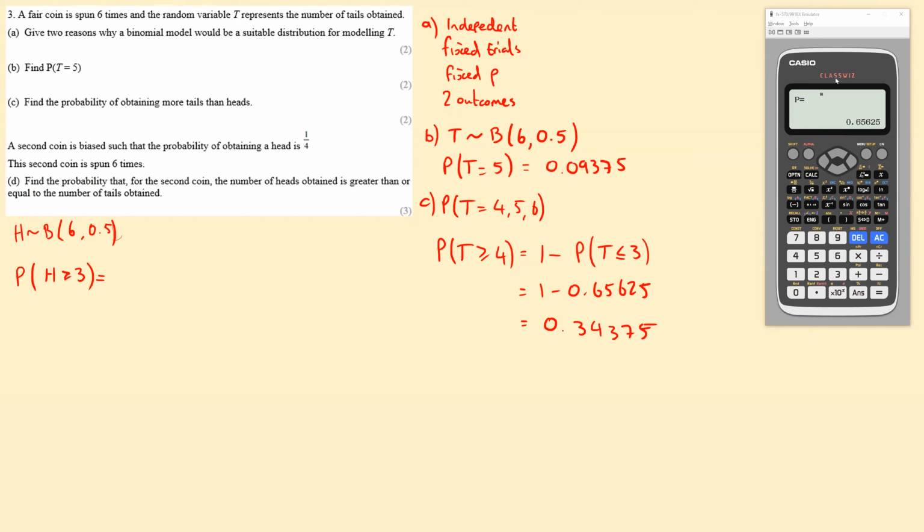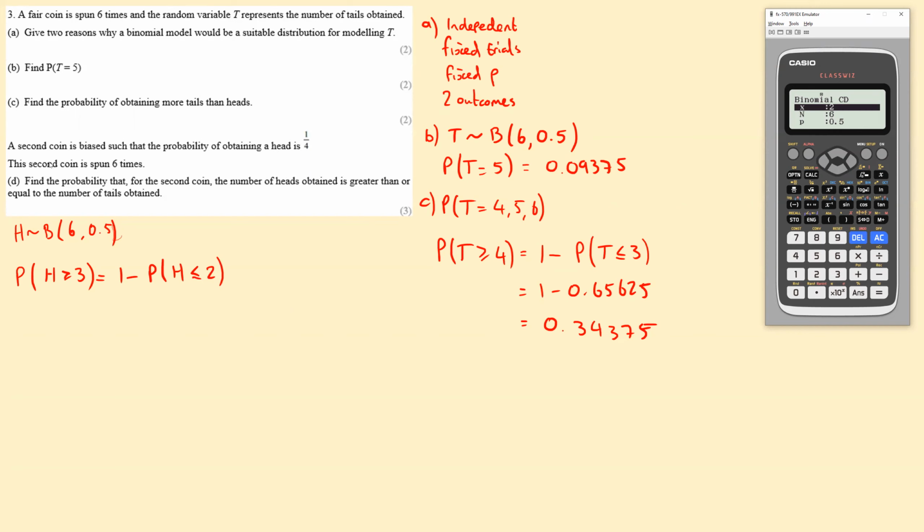Technically, if I had that list again, I could add on the probability of 3 to this, or no, take it off in this case, and find that out, but it doesn't matter. So I want to do, let's have a quick look. I want to do 1 minus the probability that H is less than or equal to 2. Same kind of idea here, though. Good.